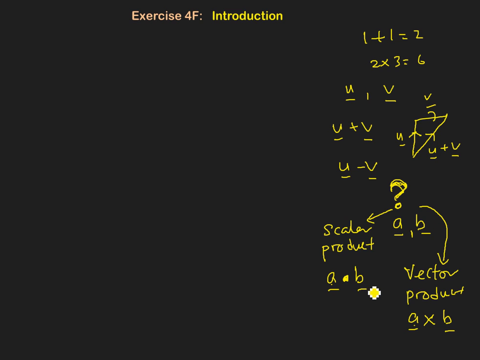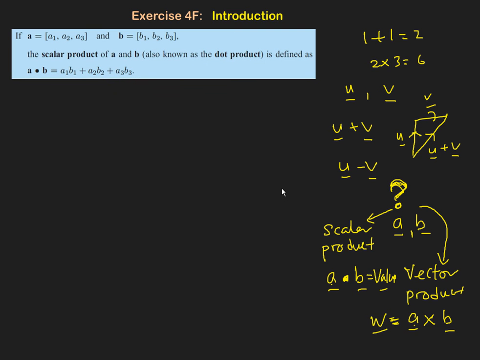There's one major difference. If you perform a scalar product, you get a value, it can be a 4 or whatever. If you perform a vector product, you essentially get another vector. So A cross B gives you another vector, A dot B gives you a value. The definition is given here. The scalar product of A and B, also known as the dot product, because there's a dot here, is defined as follows.